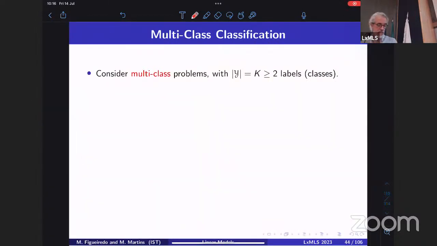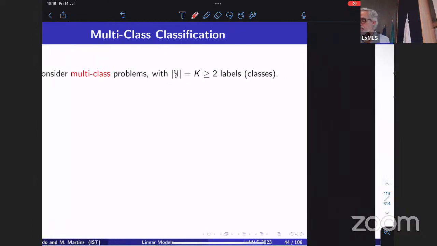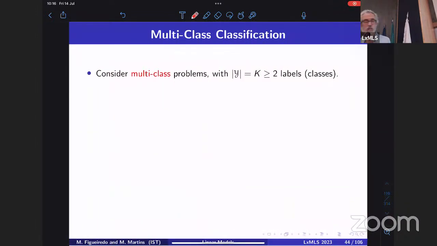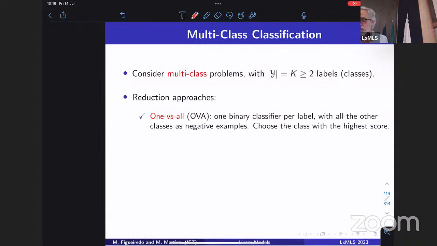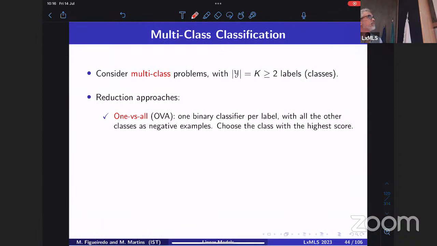Okay, let's get into more realistic problems, say multi-class problems. Multi-class means that we have more than two labels. There are many ways to reduce multi-class problems to binary problems, before we actually attack them as multi-class. One of them is called one versus all, or OVA. What you do is the following. You have your data sets and you train a binary classifier to distinguish each class from all the other classes, okay? So if you have K classes, you train K binary classifiers. Each one of them is specialized in distinguishing one class from all the others, okay?